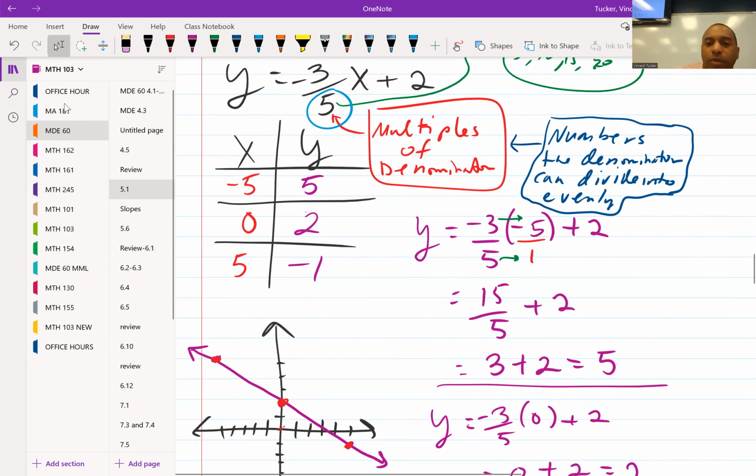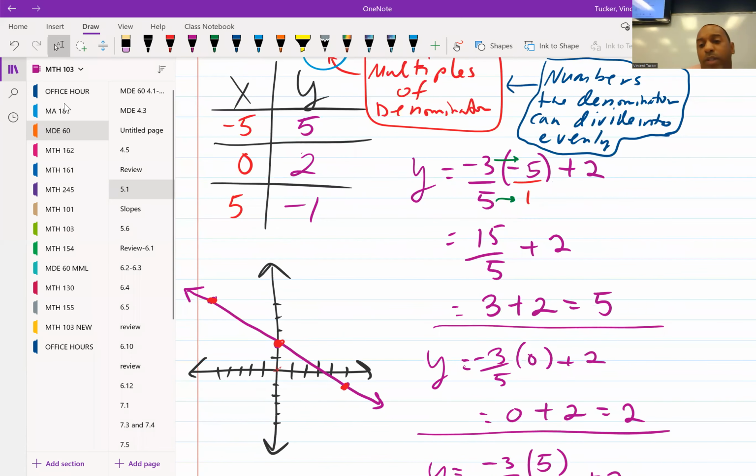So do the same thing for 0. 3/5 times 0 is 0. 0 plus 2 is 2. So 0 is always a good, easy option. 0 will always cancel out the numbers being multiplied to it.